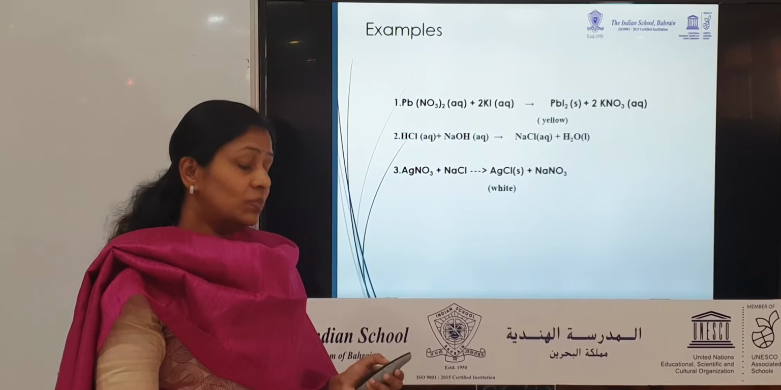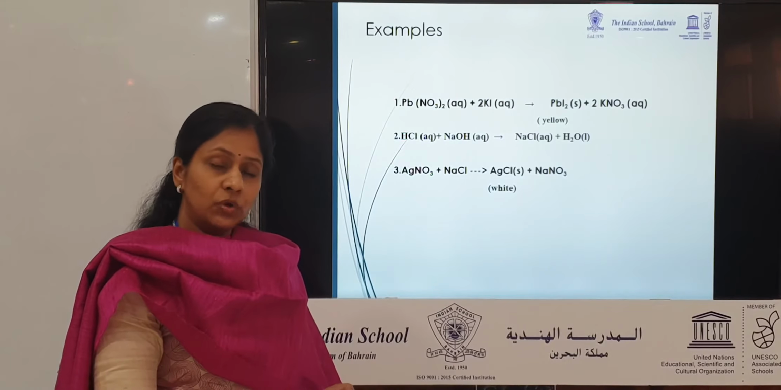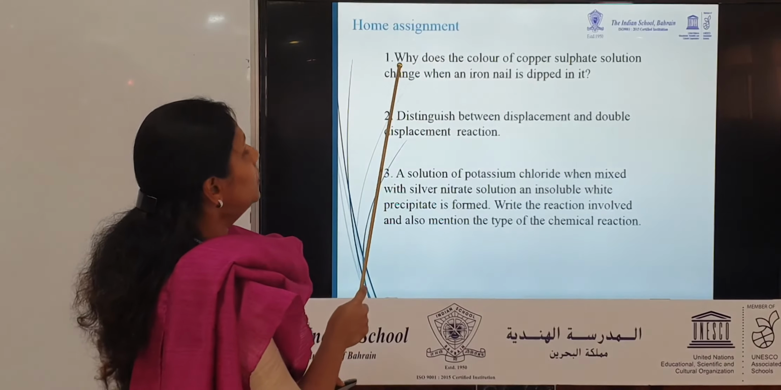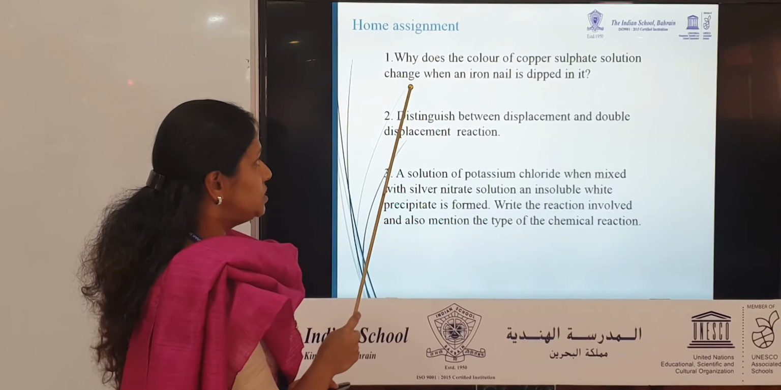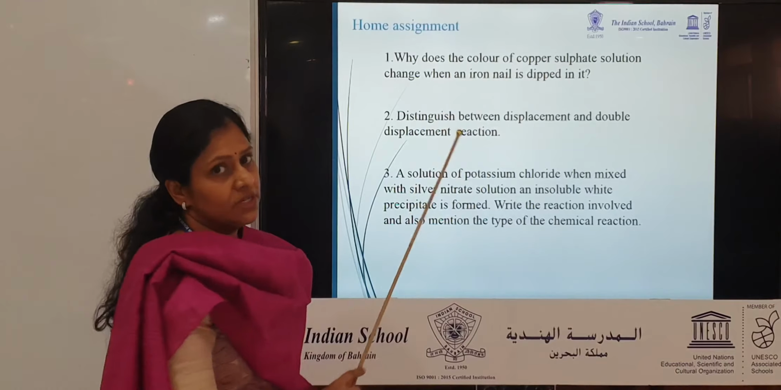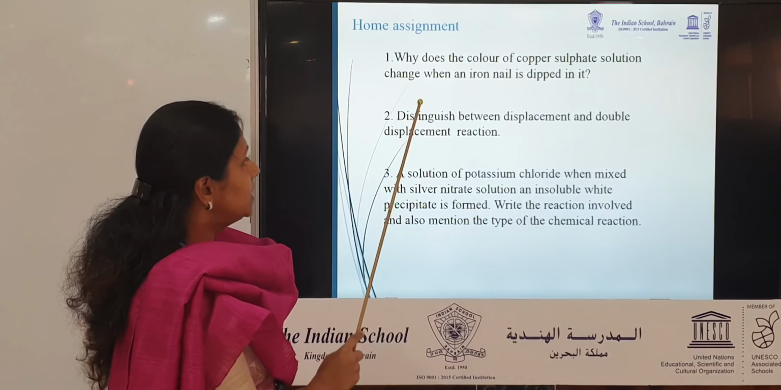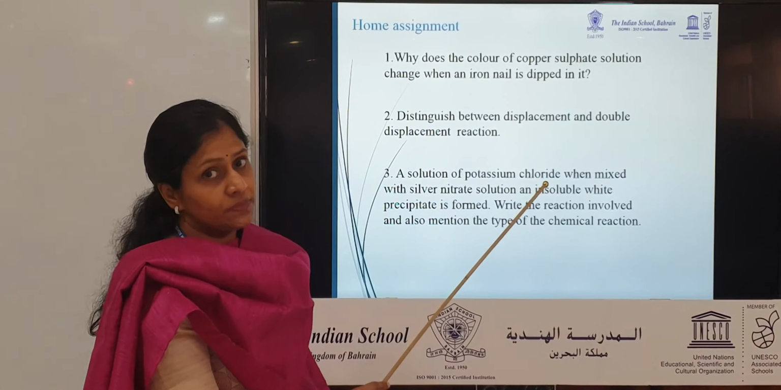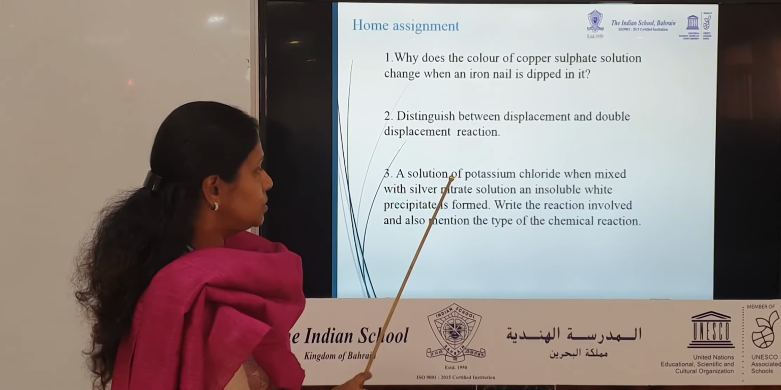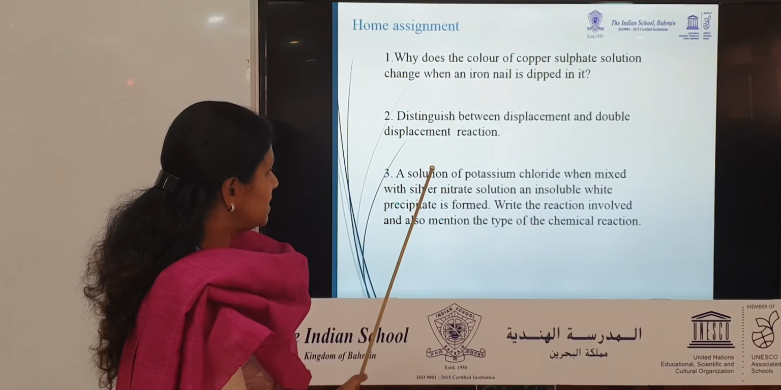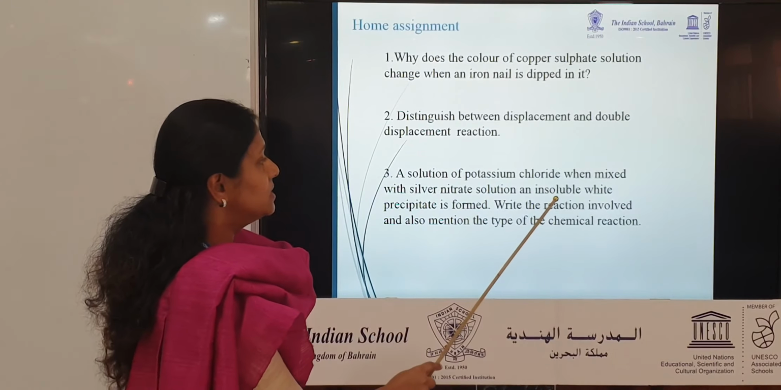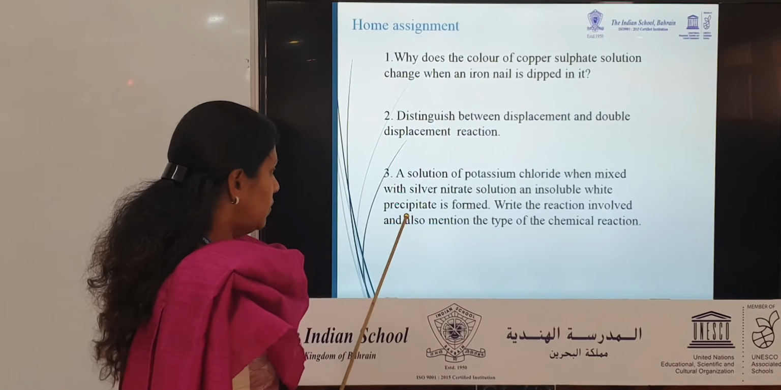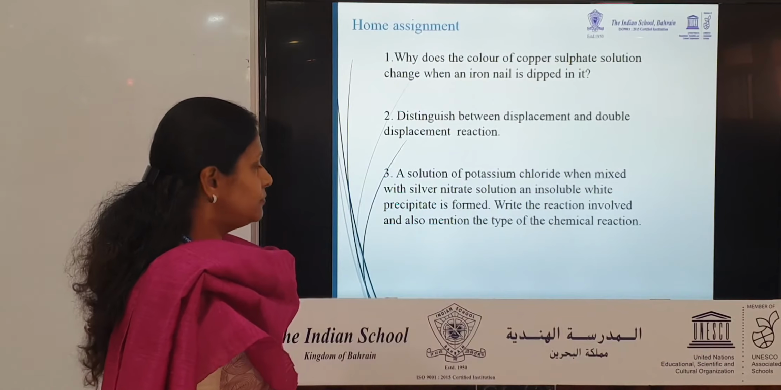Now here are some home assignments for you. When the school reopens, you have to do this and bring it. Why does the color of copper sulfate solution change when an iron nail is dipped in it? The second one, distinguish between displacement and double displacement reaction. The third one, a solution of potassium chloride when mixed with silver nitrate solution, an insoluble white precipitate is formed. Write the reaction involved and also mention the type of chemical reaction.